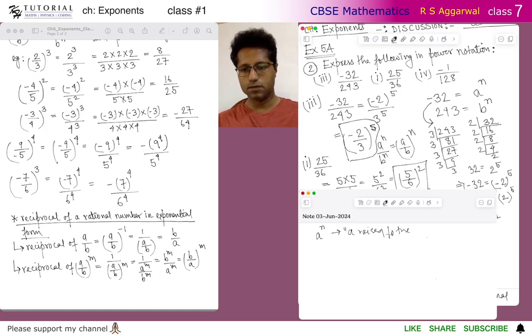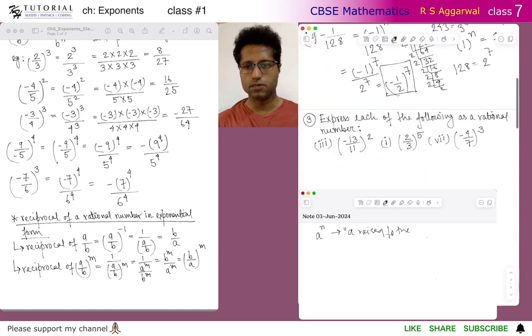So the n in the numerator, minus 1 to the power n, will be 7, because minus 1 raised to an odd integer, that is 7, will be minus 1. In the denominator we can write 2 to the power 7. So this becomes minus half raised to the power 7. So this is the rational form. Okay, question number 2 is done. Let's see question number 3.